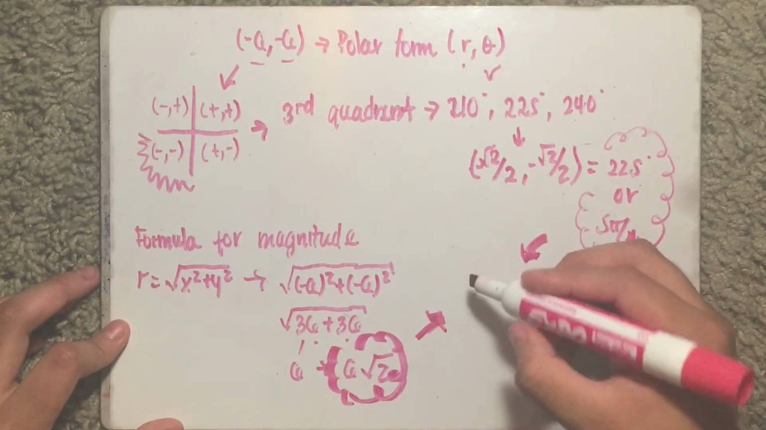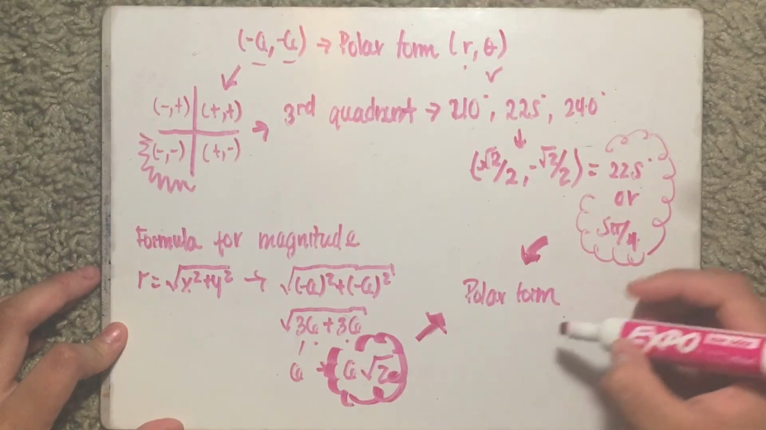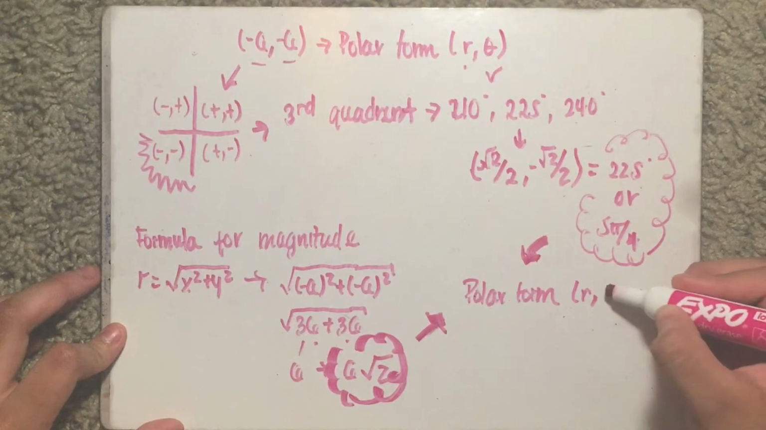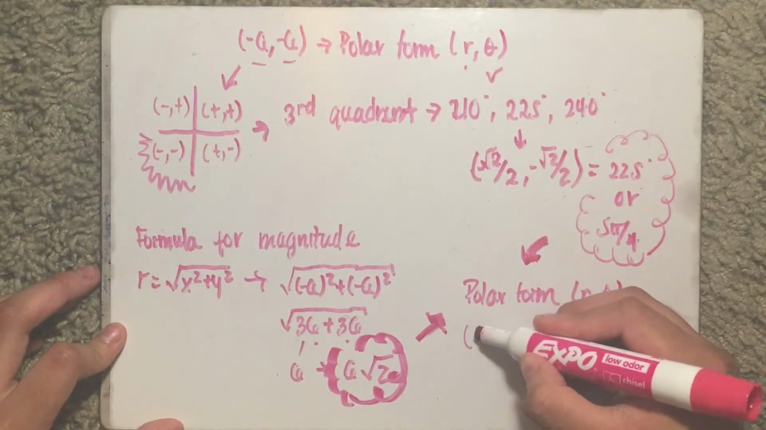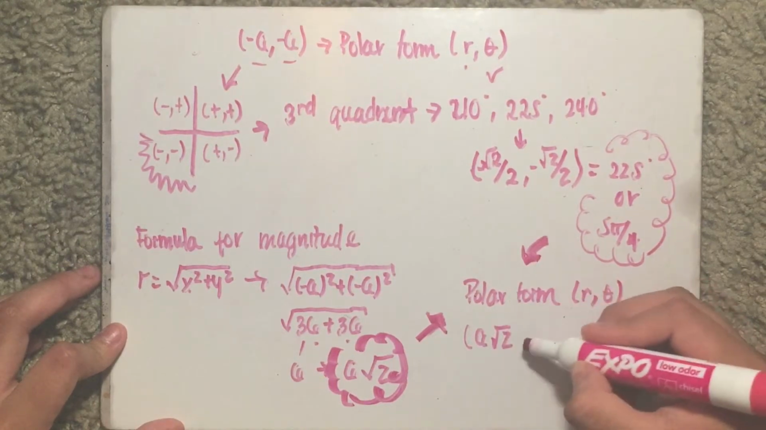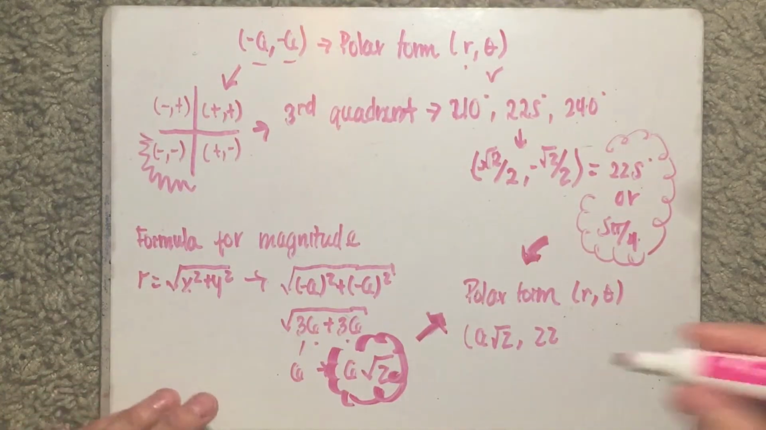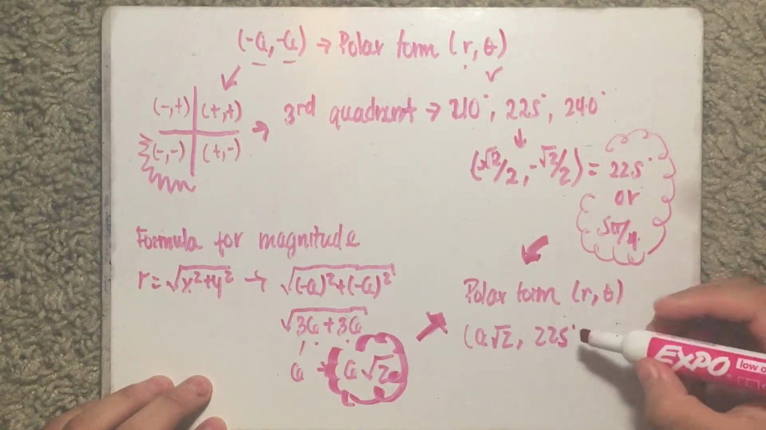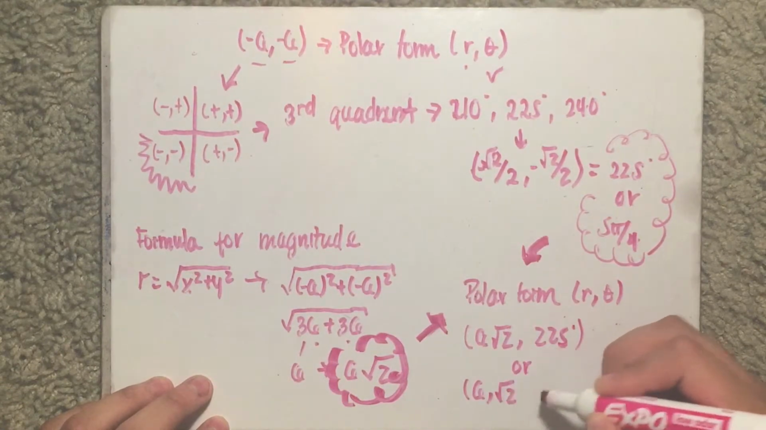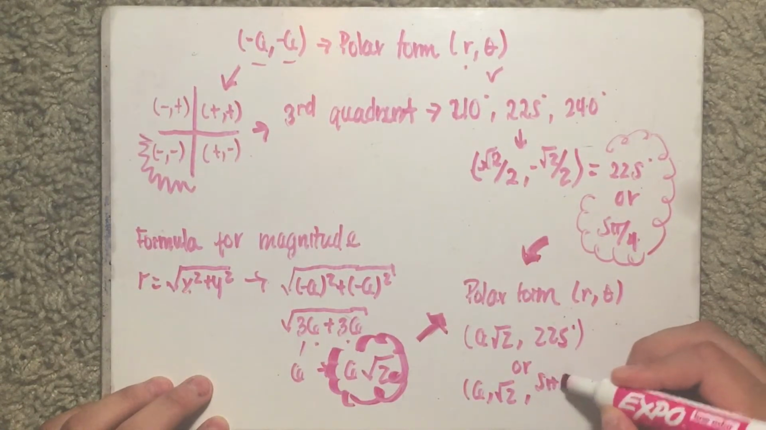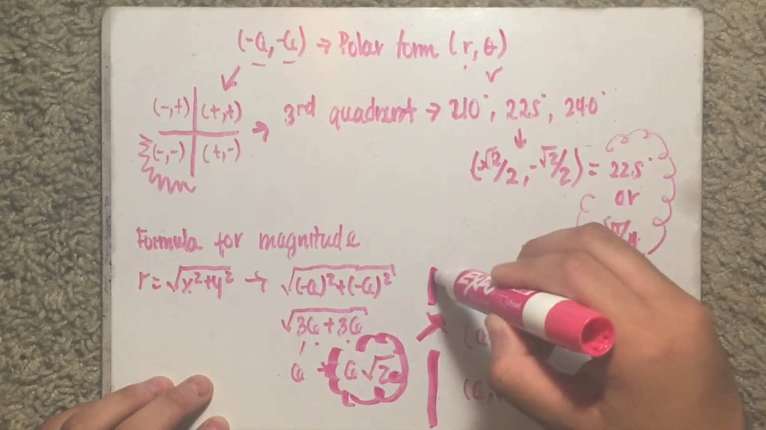So the answer in polar form, which is again r comma the angle, would be 6 square root of 2 comma 225 degrees, or the same thing but with 5 pi over 4. And there you go, that's the answer.